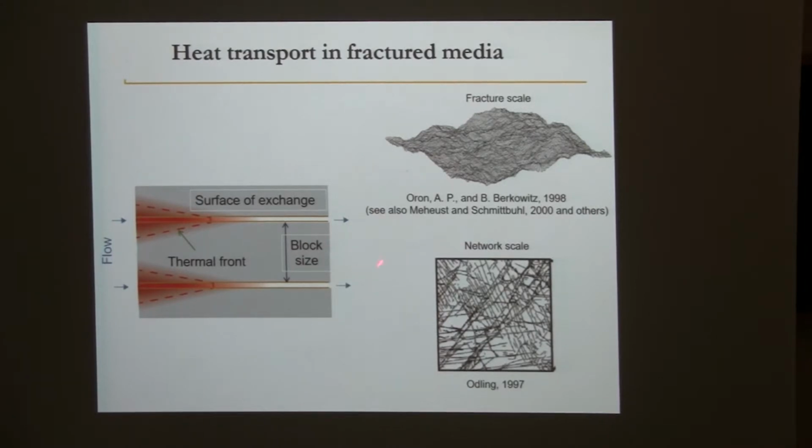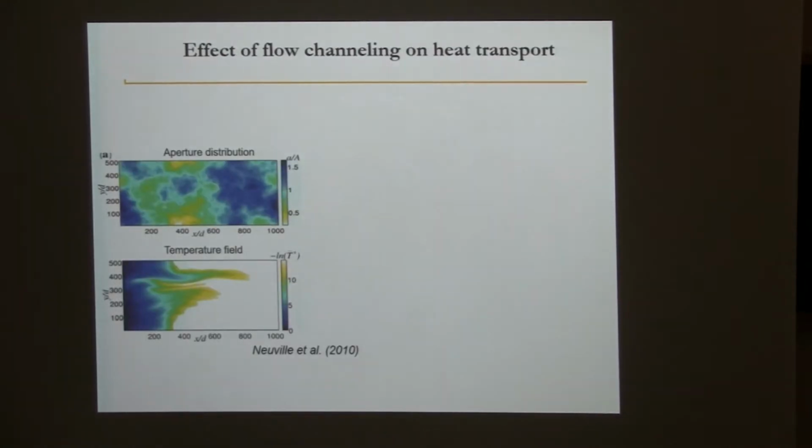The other thing is that the network by itself may be at some places more or less regular, but also very irregular, and you may have some complexity at all scales. So there have been some numerical tests to show that, and typically this is the work of Neuville et al. They considered a rough fracture and did a thermal pressure test inside this fracture, and here you see the temperature field.